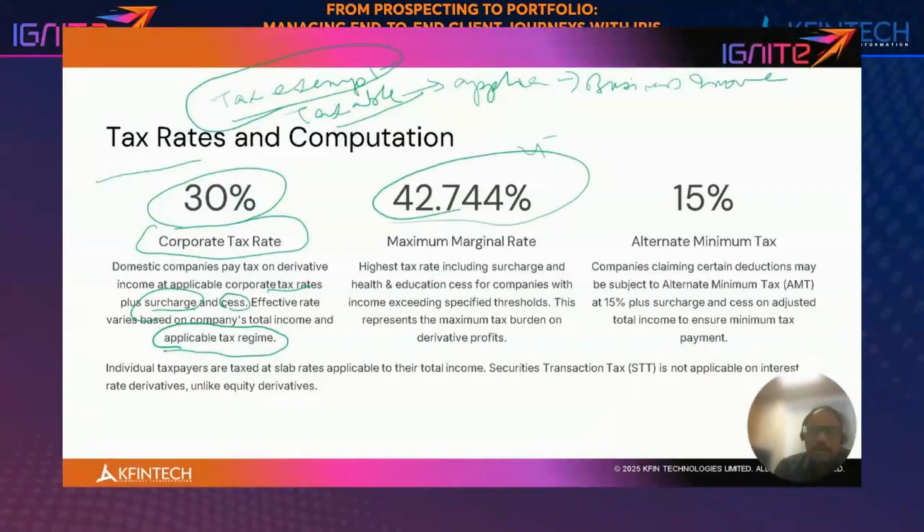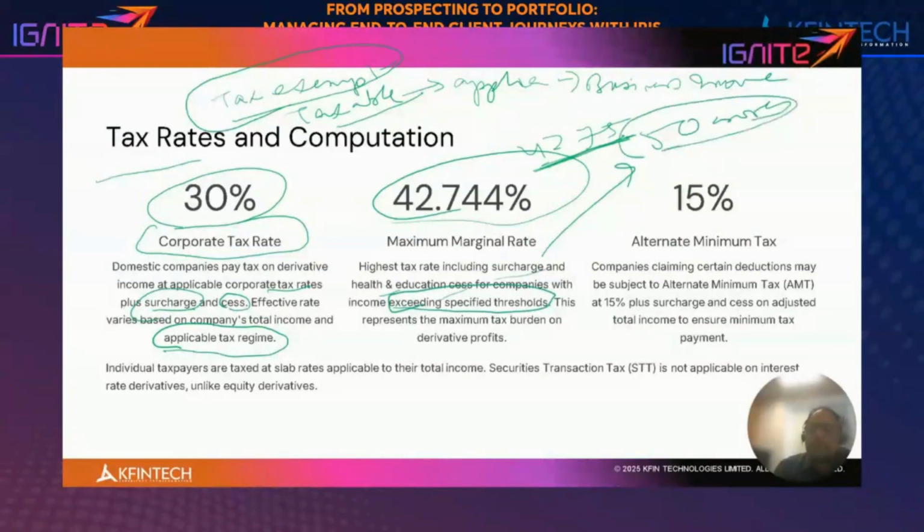42.75 roughly is the highest marginal tax rate that it can go. This is the highest tax rate including surcharge and health and education cess for companies with income exceeding a specific threshold. Suppose someone has 50 crores of profit, they will fall under this bucket because there is a threshold for the business income, or someone has 500 crores of profit, they'll fall under this bucket. So if your profits exceed the specified threshold, the maximum tax rate that can be applied is 42.75%.